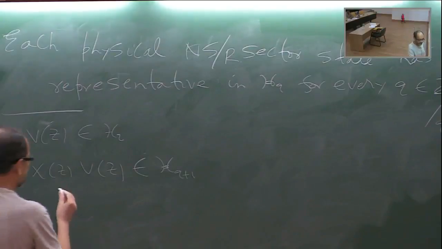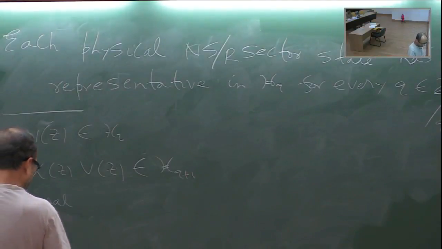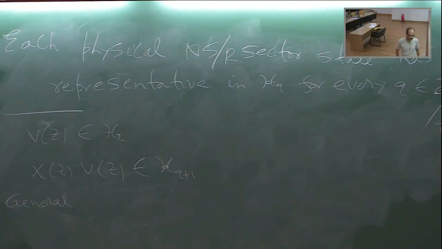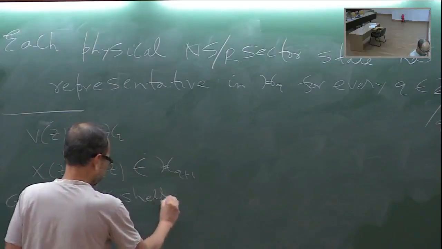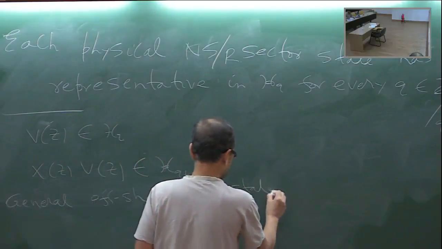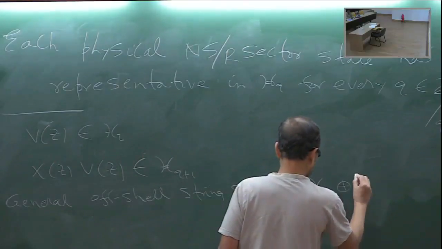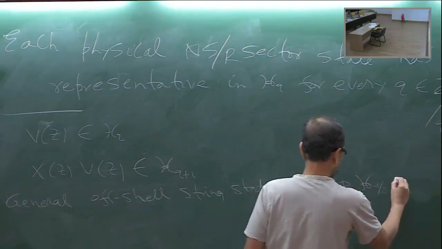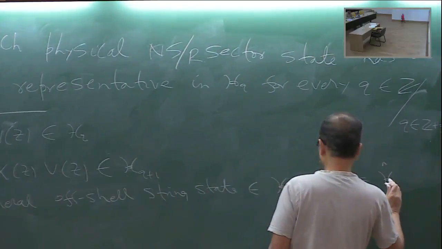Okay. So because of this ambiguity, we'll have to choose a specific picture number. So we'll take a general off-shell string state to be in H_{-1} plus H_{-1/2}, which is precisely H hat. What did I call it? H hat T.